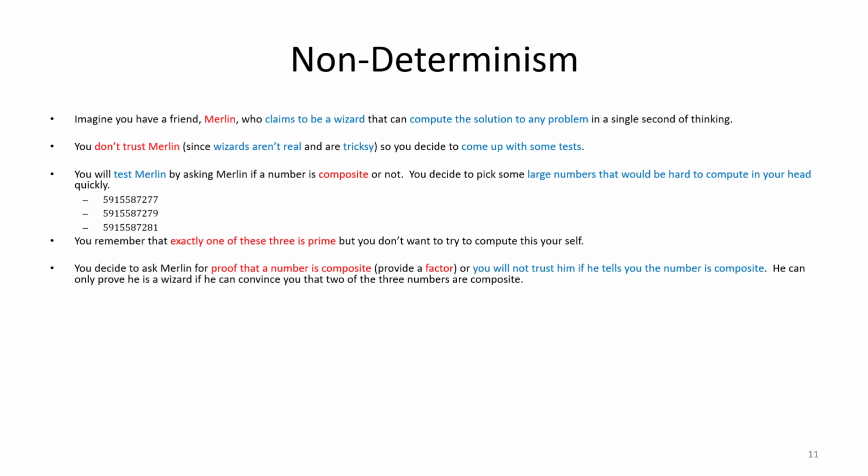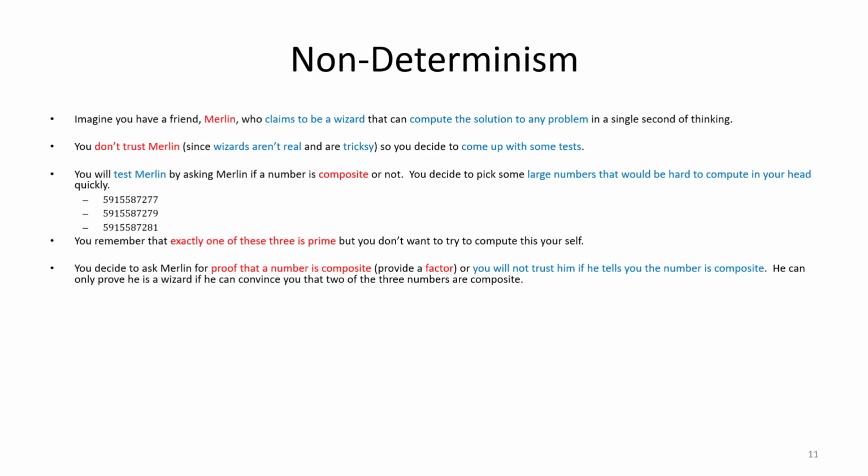So if he comes and tells us this one's composite, this one's prime, we're not going to trust him. And in fact, whenever he comes and tells us that a number is composite, we're going to say, well, prove it to us by giving us a factor. Now, it's harder to prove something's prime, and I'll get back to that in a second, but when it's composite, we're going to ask Merlin, okay, well, give us a factor of the number.